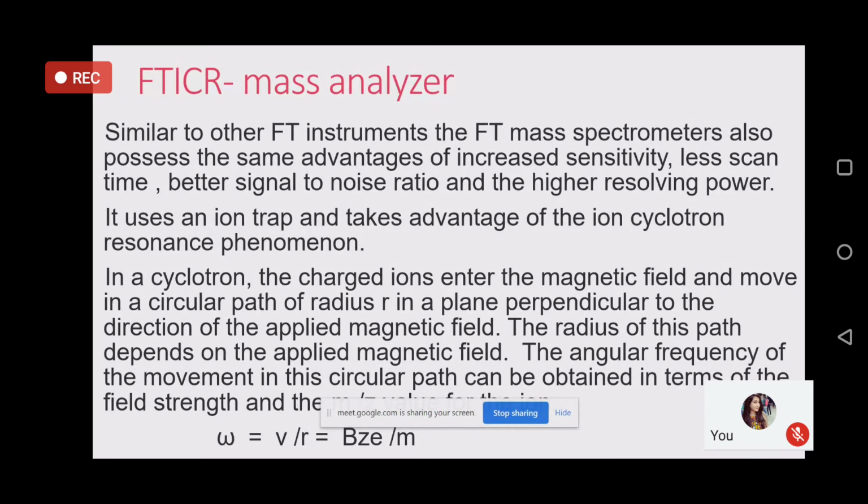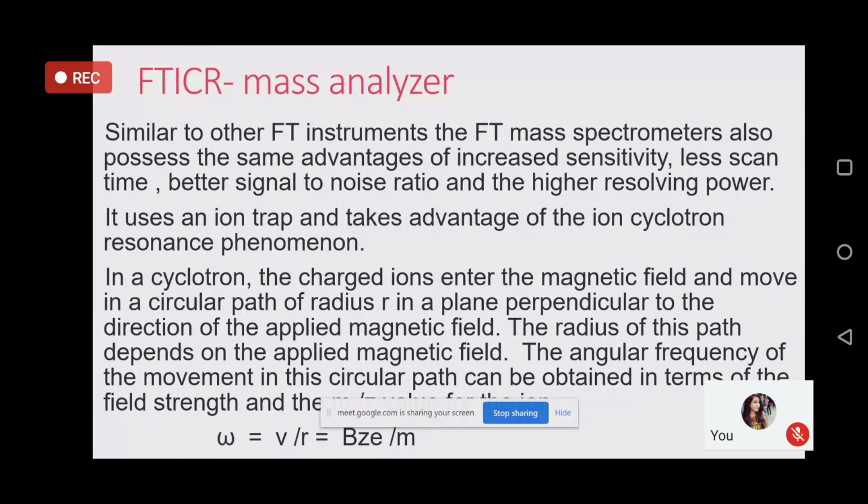What is a cyclotron? At least those who are from physical sciences, they have done cyclotron, so they should be able to answer, if not others. What is a cyclotron? It is a type of particle accelerator.